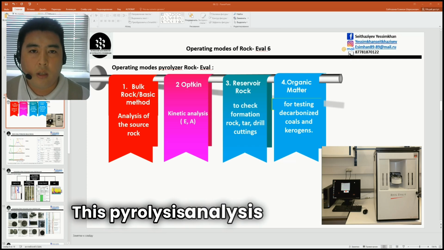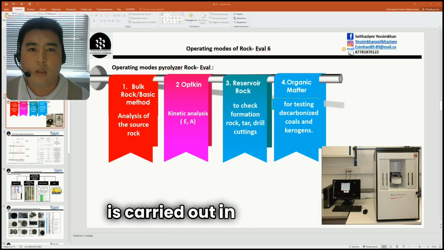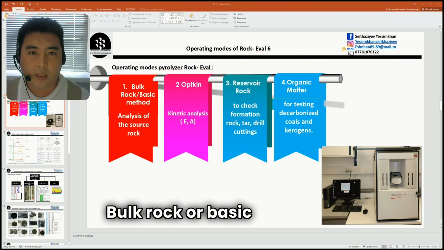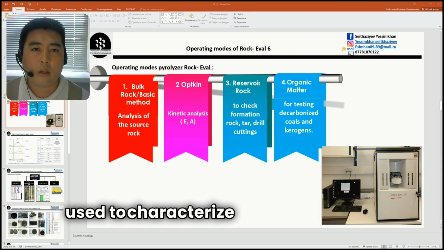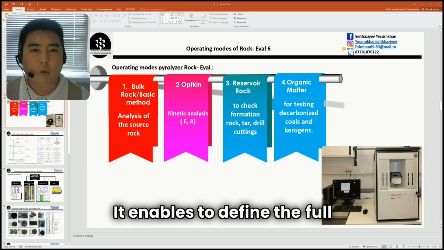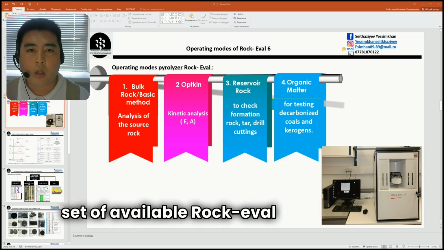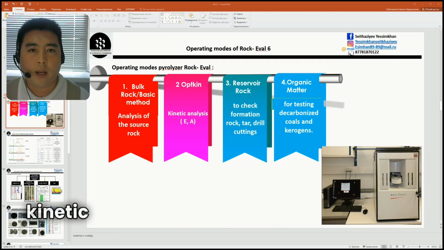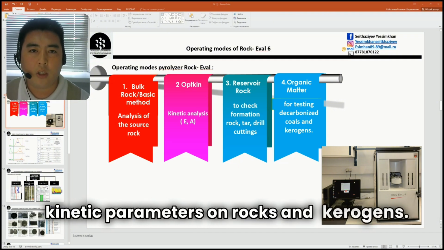This pyrolysis analysis on Rock-Eval is carried out in 4 modes. Bulk rock or basic method is used to characterize the source rocks. It enables to define the full set of available Rock-Eval parameters. Hopkin regime is used to obtain kinetic parameters on rocks and kerogens.